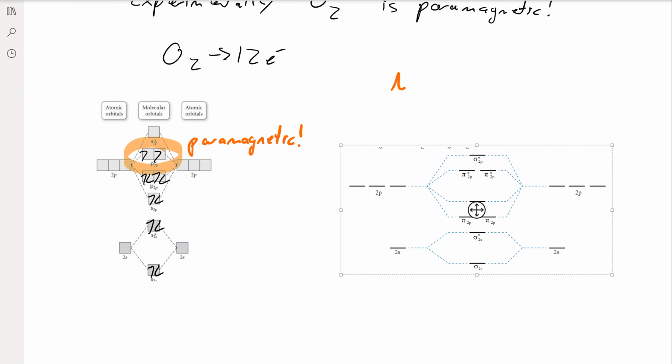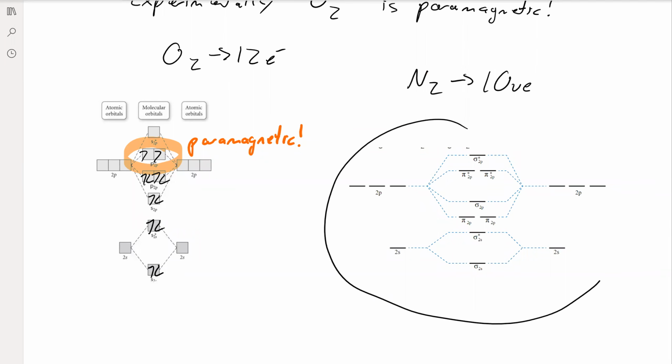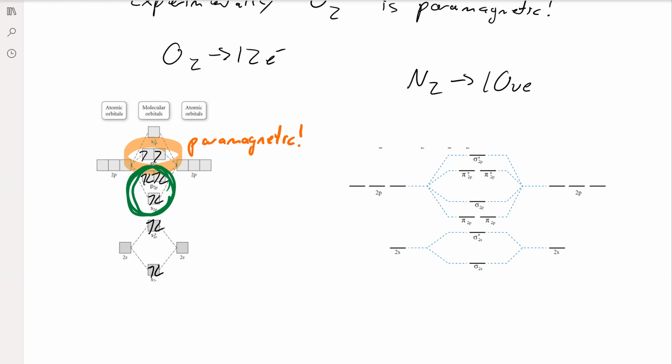We could ask the same question for N2. Remember, each nitrogen has 5 valence electrons, so we have 10 total valence electrons. Here's the molecular orbital diagram for N2. Notice it is different than O2. For example, for O2 in the pi area, we have 1 orbital in the lower energy and then 2 in the higher energy, and it's flipped here. Here the 2 pi are actually lower energy than the sigma. Anyways, we do the same thing, just fill it up with the electrons: 1, 2, 3, 4, 5, 6, 7, 8, 9, 10. And so we can see that all of the electrons are paired, and so N2 is predicted to be diamagnetic.